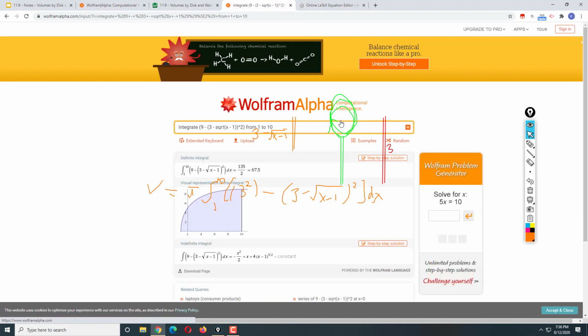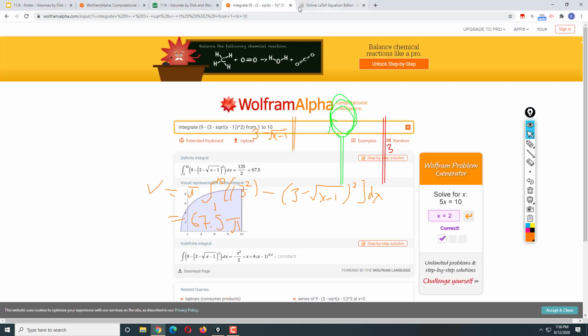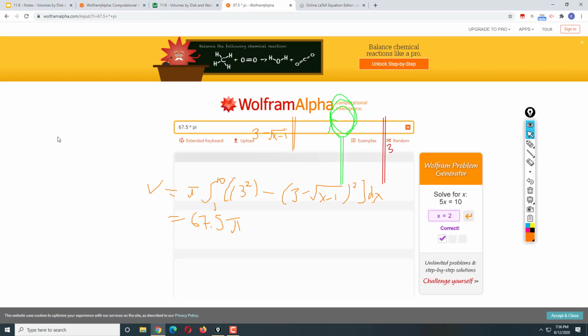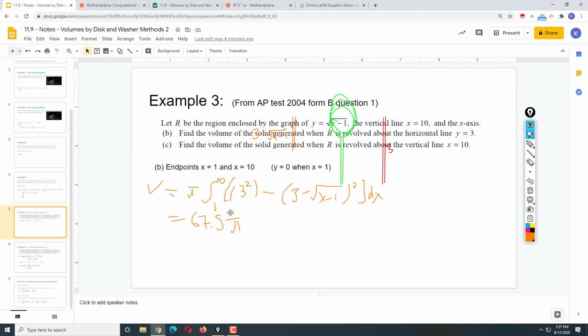When we do this integral, we get 67.5. So 67.5 pi is about 212.058. So that's our volume for B.